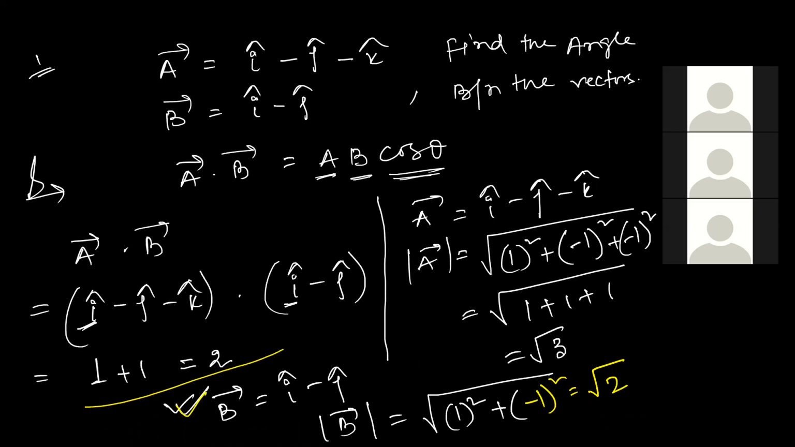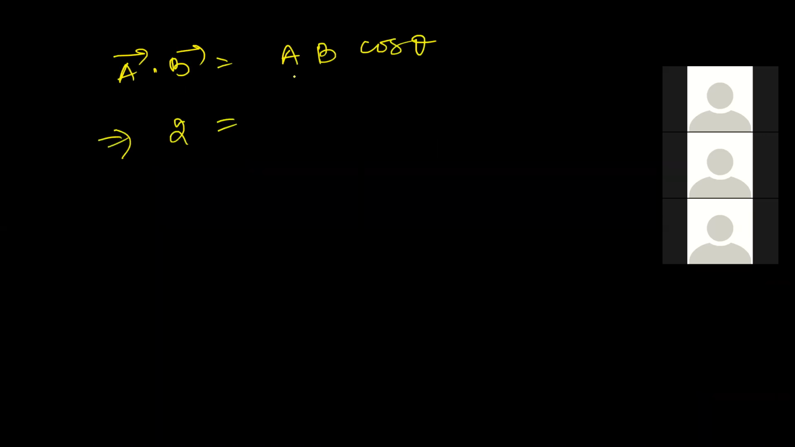Now we are going to substitute all of the values in the given formula. What is the formula? A vector dot B vector is equal to the magnitude of A into the magnitude of B multiplied by cos theta. Their dot product is 2. The magnitude of A vector is root 3. The magnitude of B vector is root 2. And here the cos theta.